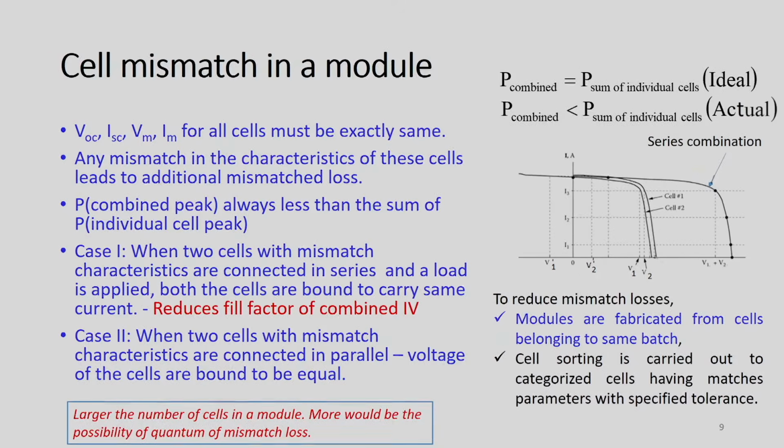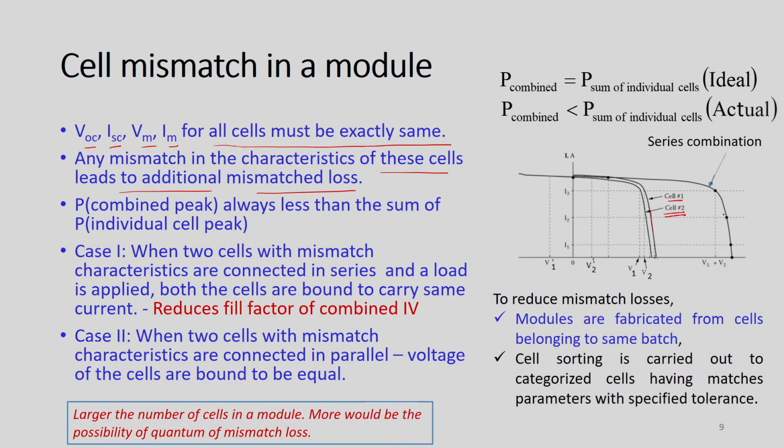So, what does it mean? These characteristics mean VOC, ISC, VM, IM or maybe fill factor for all the cells must be exactly the same. Any mismatch in the characteristics of the cells leads to an additional mismatch loss. So, what happens if we consider two cells? This curve is for cell 1 and this curve is for cell 2. If these two cells are connected in series, what happens?